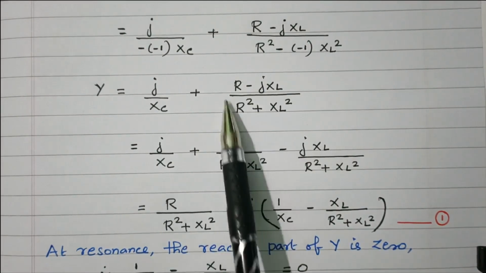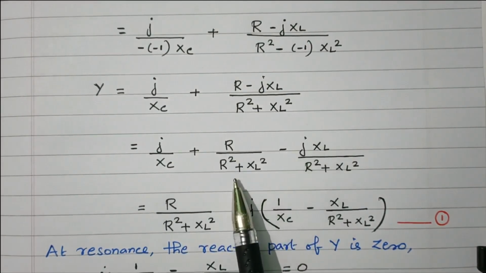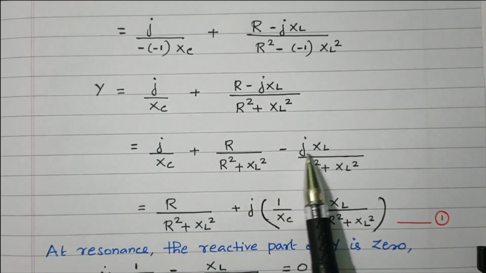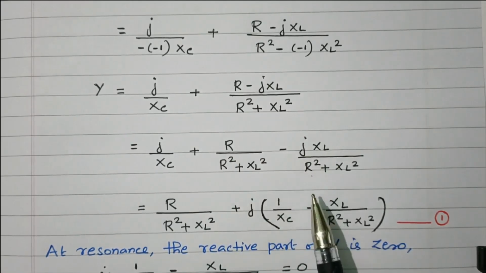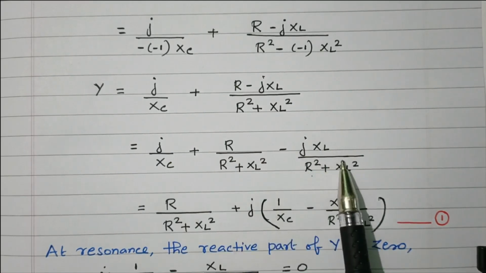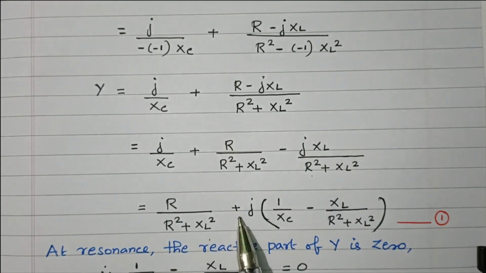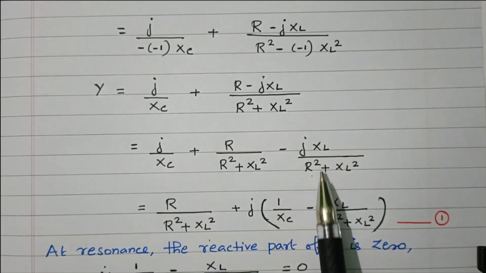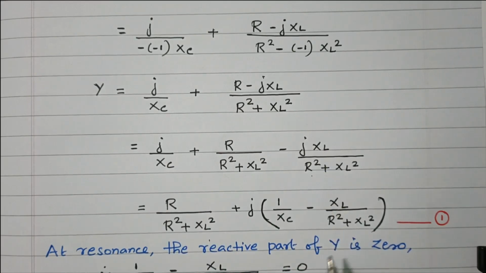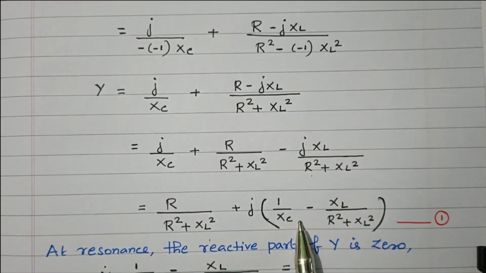Right. Now this term is split: R divided by R square plus XL square, minus jXL divided by R square plus XL square. Now we'll combine the real terms and the imaginary term. This is the real term, R divided by R square plus XL square, plus we'll take the j commonly in the imaginary term. So we'll take 1 by XC minus XL divided by R square plus XL square. We'll take this as equation number 1. So now it is available in complex form: real term and imaginary term, that is the reactive part. Real part and reactive part.